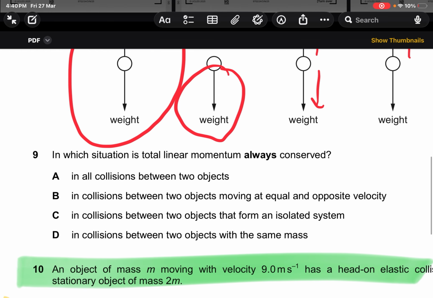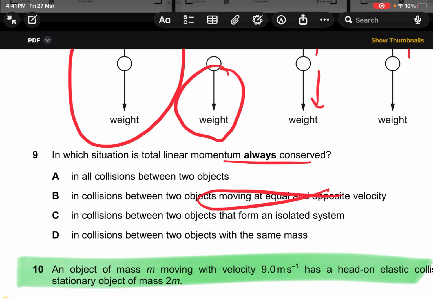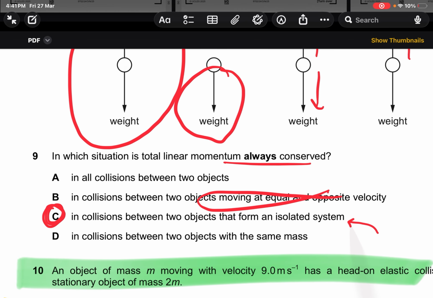Okay, so now this says, in which situation is the total linear momentum always conserved? In all collisions between two objects. In collisions between two objects moving at equal and opposite velocity, this is completely incorrect, right? Because even though they don't have equal masses and velocities, the momentum is always conserved. In collisions between two objects that form an isolated system, that is correct. Because what is the conservation of momentum we have studied? That for an isolated system in which no external forces from outside act on the system, the momentum remains conserved. So it's going to be option C.